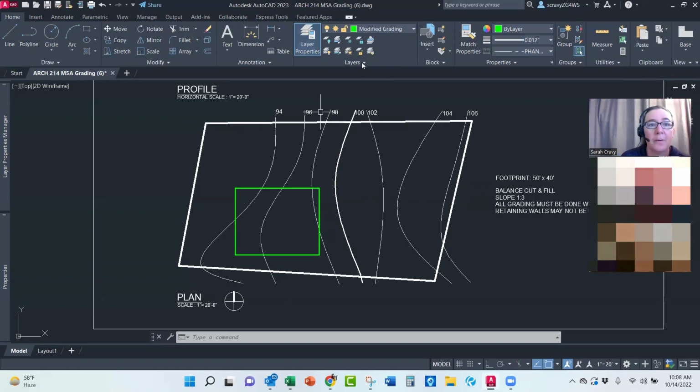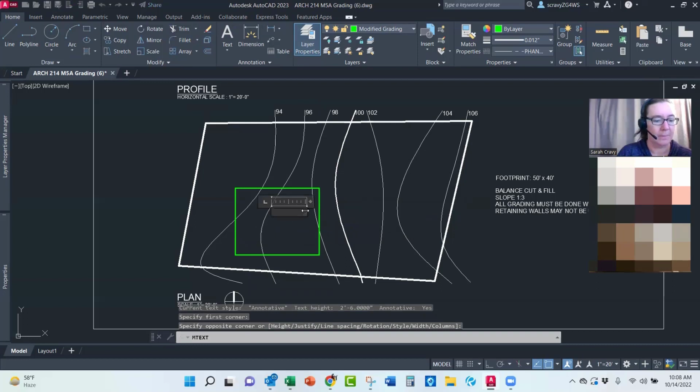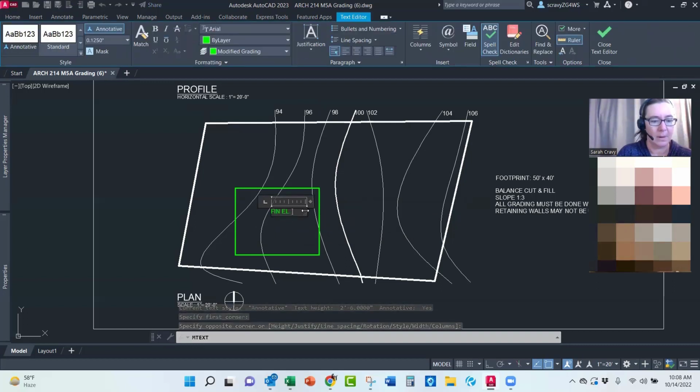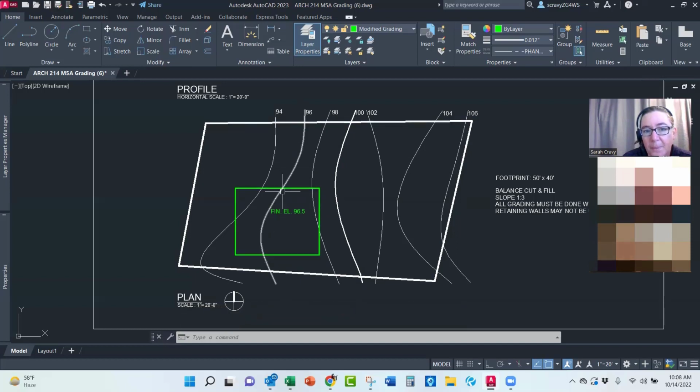Right. So if we have, and let me just put a text, if this is 96.5, a finished elevation of 96.5, then let's talk about moving some contours. We would take this 96 contour. Which direction would it move? Would we move it towards the downhill or towards the uphill side of a finished elevation of 96.5?